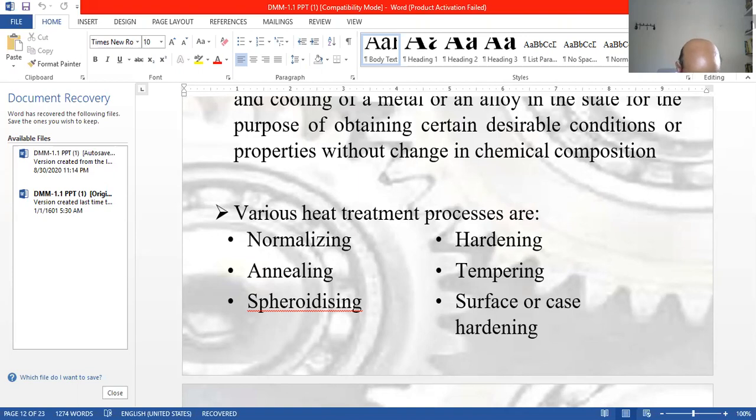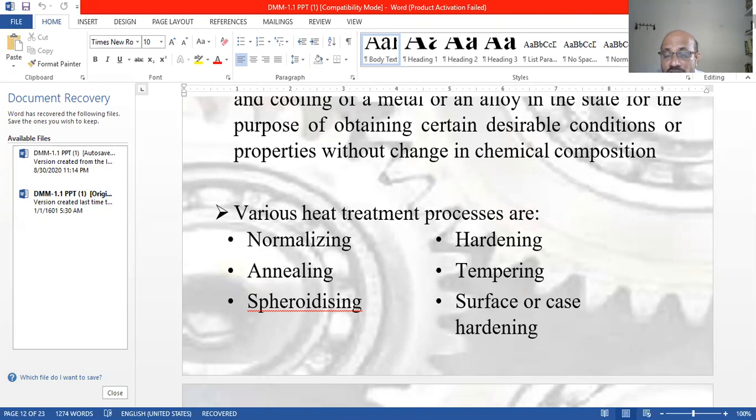So what is spheroidizing? Generally the critical temperature for spheroidizing is 730 to 770 degrees centigrade. It is another form of annealing. In annealing also, we heat to a minimum of 30 to 50 degrees, from 730 degrees centigrade up to 723 degrees centigrade.